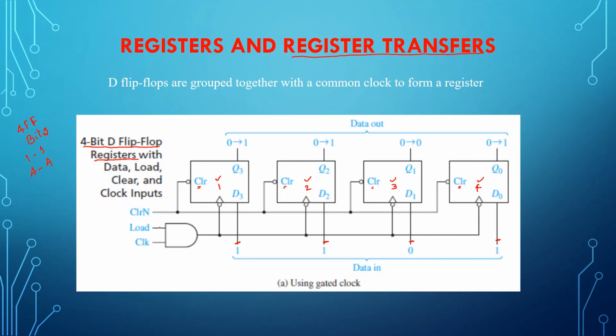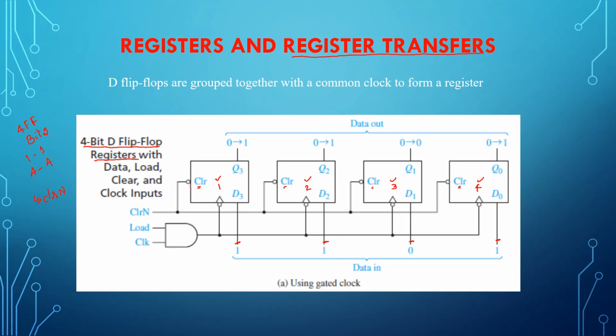So how does this work, sir? How does this particular register work? So initially what I do is, let me write it down in steps here. You will be giving a clear N input. Clear N means clear negative.